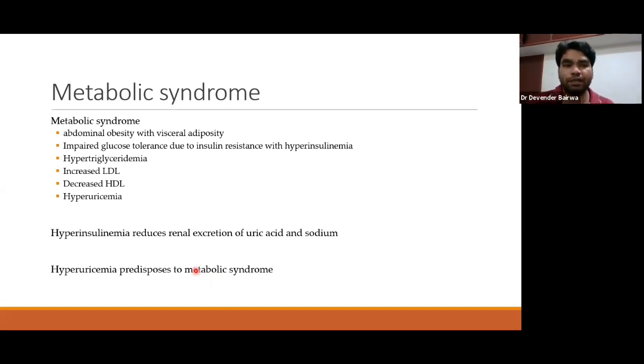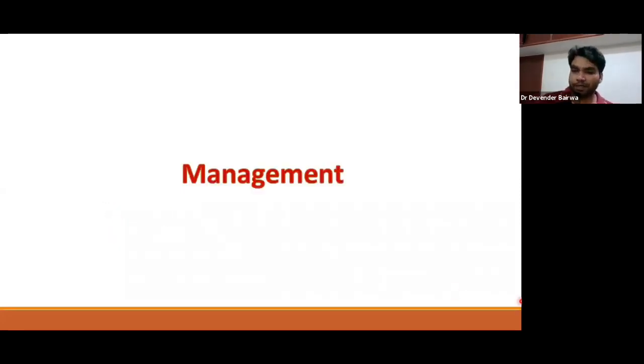So in general, what we can understand is that whenever you see metabolic syndrome, try to look for hyperuricemia, and wherever you see hyperuricemia, try to find out metabolic syndrome. This is the message from this slide. Coming to management, how do we manage these patients?